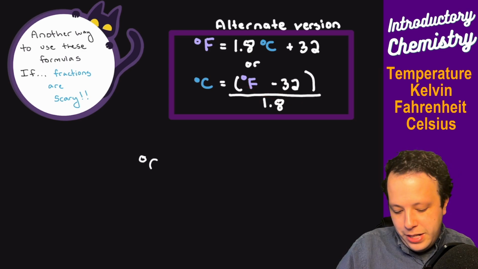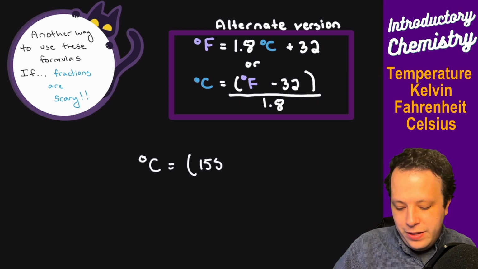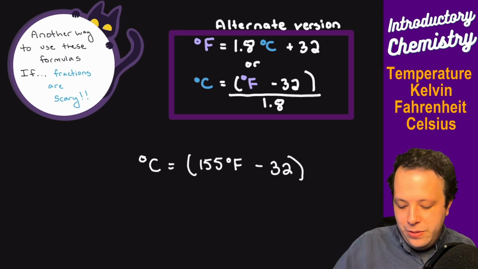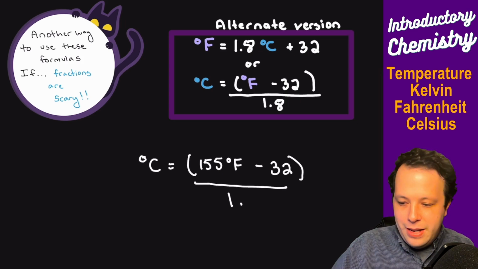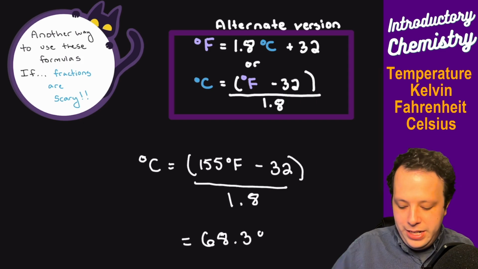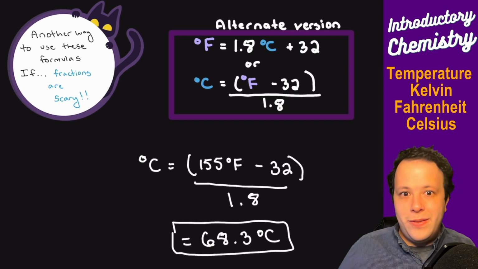So if I had my Celsius, we had 155 degrees Fahrenheit. We'll minus that by 32, and then we'll divide that by 1.8. And what we are going to get is 68.3 degrees C as our answer, which is very, very warm.